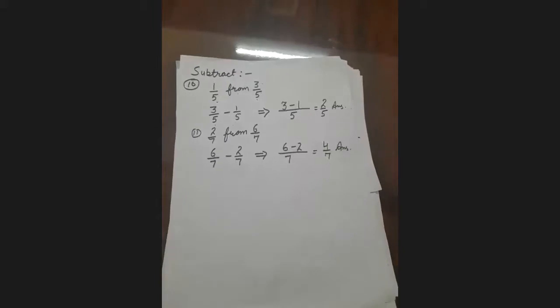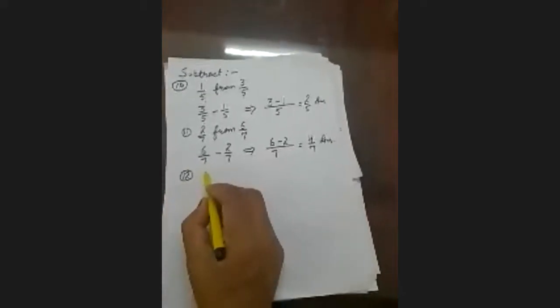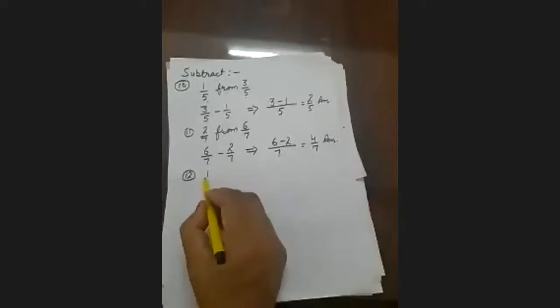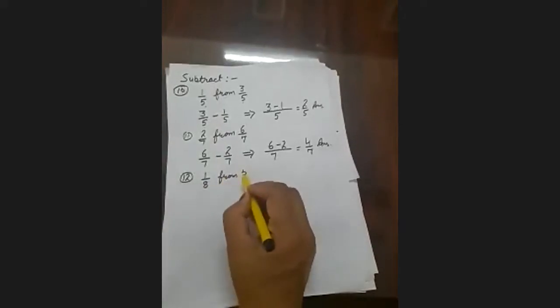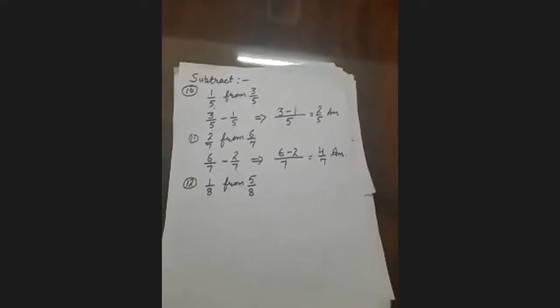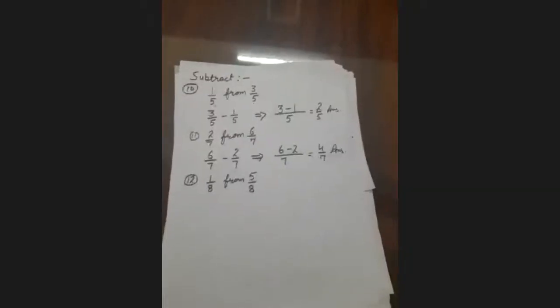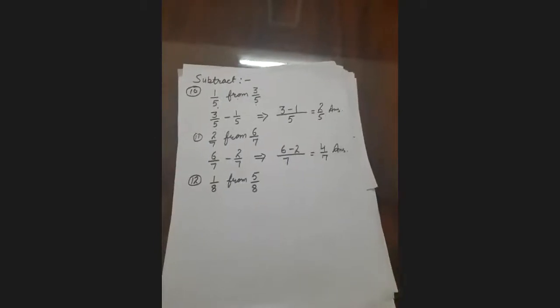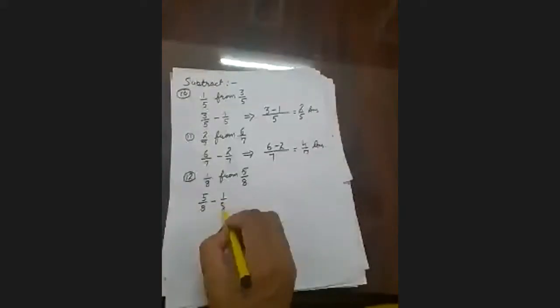Next is the 12th question. Subtract 1 upon 8 from 5 upon 8. Again, students, first we'll arrange this statement: 5 upon 8 minus 1 upon 8.